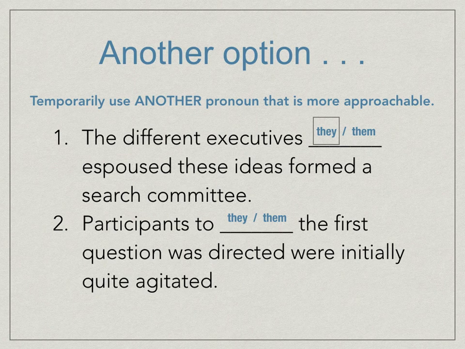In the second one, them, participants, well, the first question was directed. That's our construction. It directed to whom? To them, to these people, to this group. So that's obviously an object. And so, if you treat the sentence in this way, just get the pronoun that's more approachable and go back.